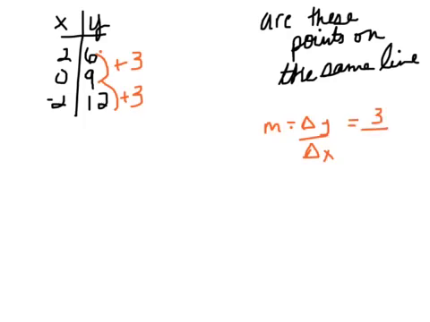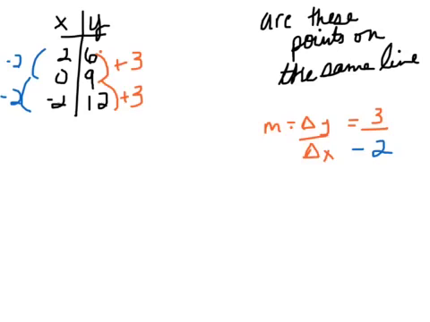Now let's go to the other side. How do I get from 2 to 0? Subtract 2. How do I get from 0 to negative 2? Subtract 2. So it looks like my change in x is subtract 2. So that would be my slope. These are all on the same line. They have the same slope.